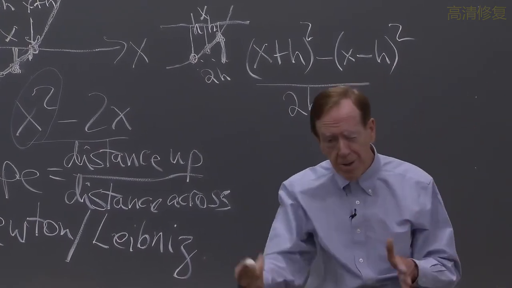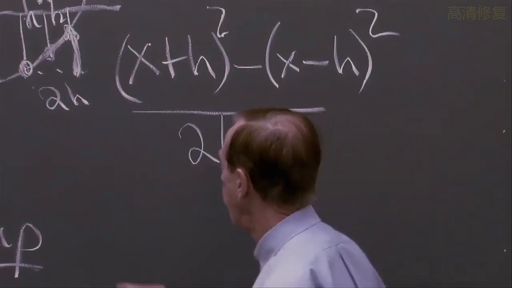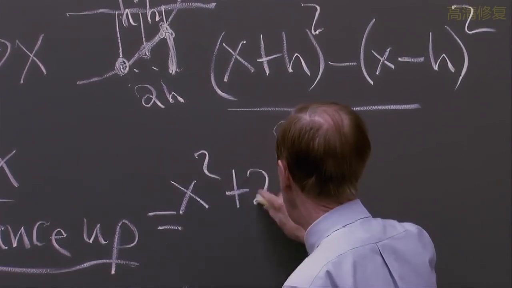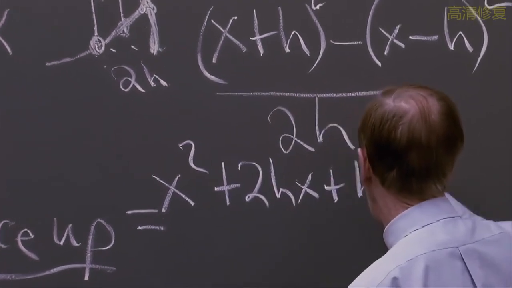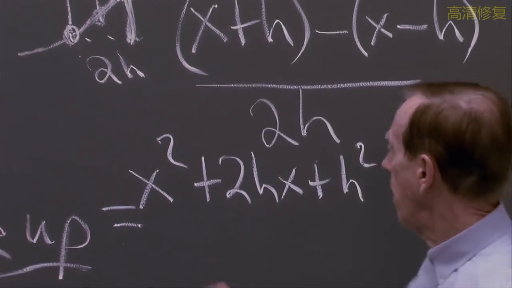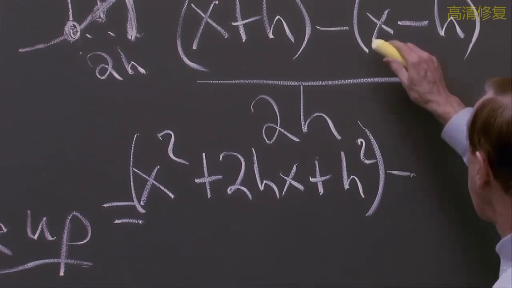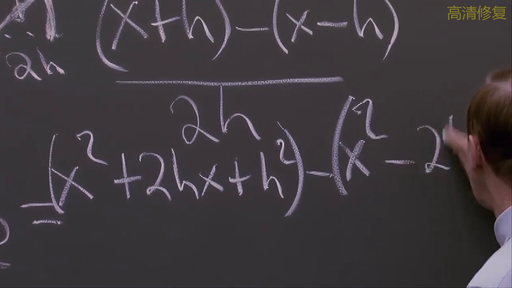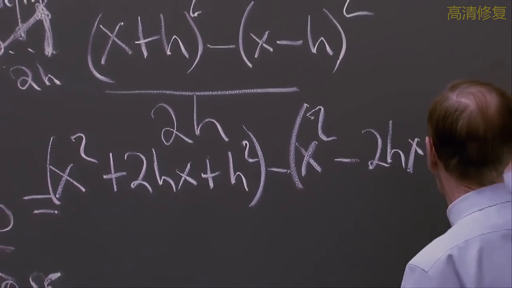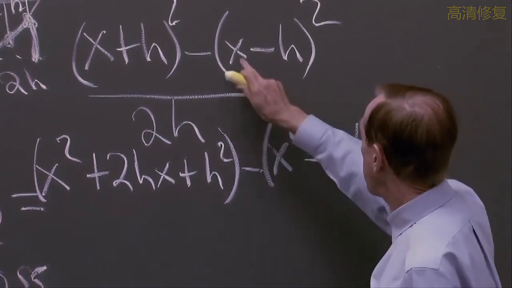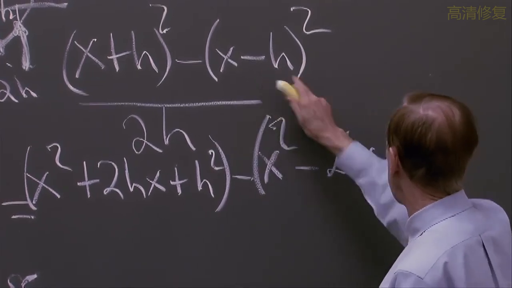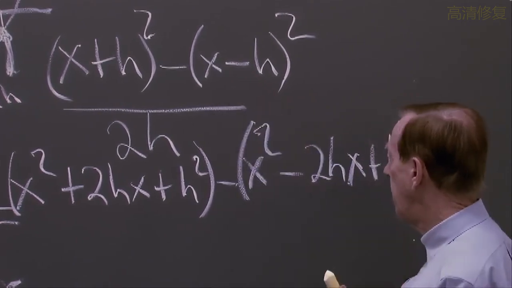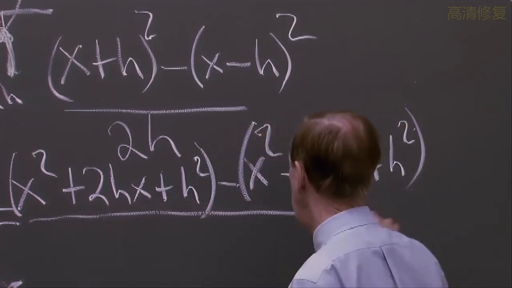And I have to simplify it. But you know that now we get to use algebra. So if I simplify this, this is, everybody knows, x squared plus 2hx plus h squared, right? That's the square there. And then I subtract x minus h squared. That's x squared minus 2hx plus h squared. The x squared cancels, the h squared minus h squared cancels, and then the cross term gives me that, and I'm dividing by 2h. What am I getting?